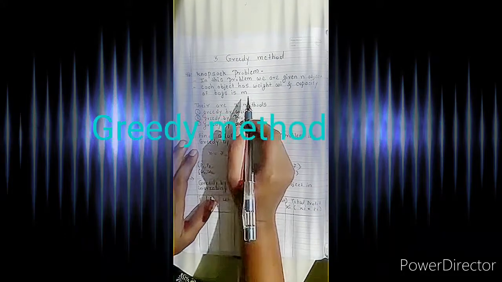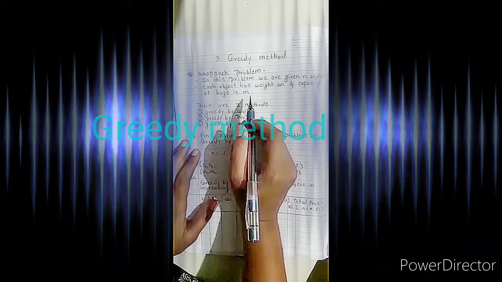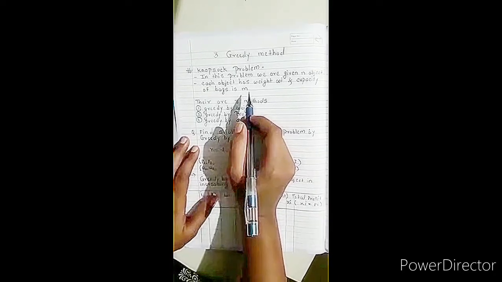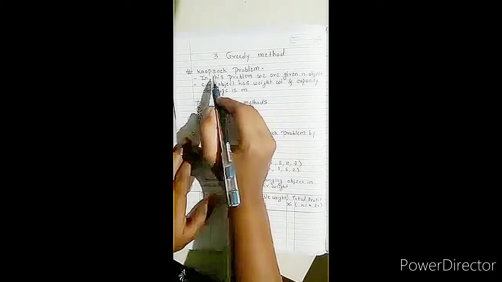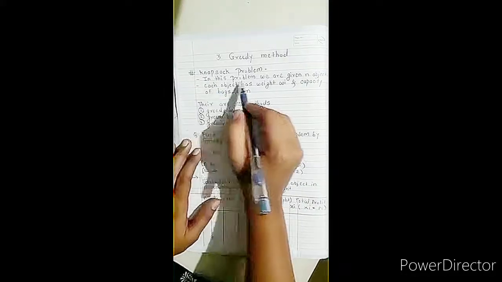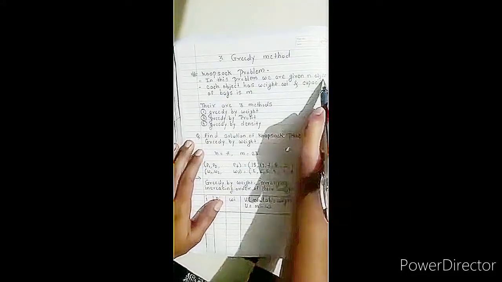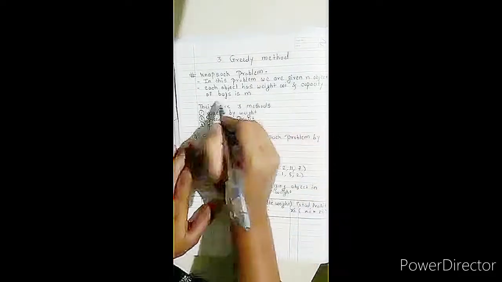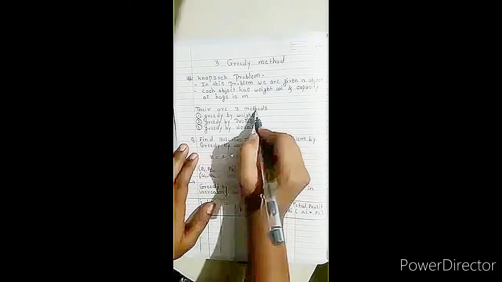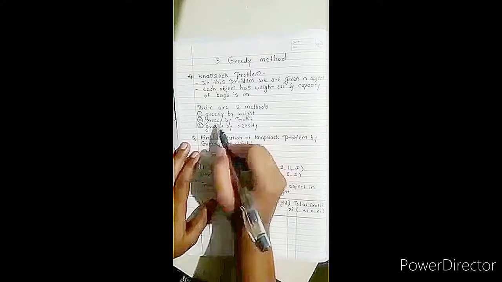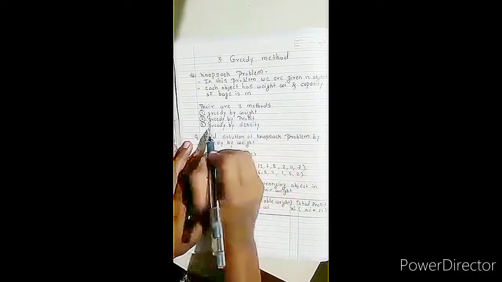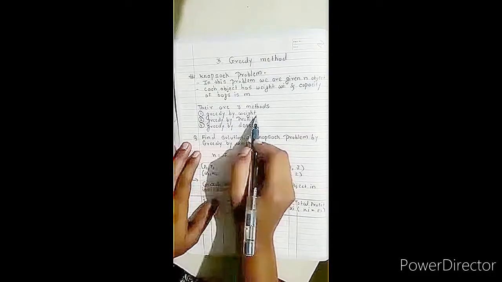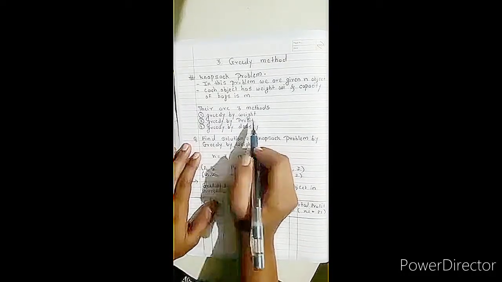Hello friend, in this video we are going to discuss the greedy method and a problem from the greedy method, that is the knapsack problem. In this problem we are given objects. Each object has weight Wi and the capacity of the bag is M. There are three methods: greedy by weight, greedy by profit, and greedy by density. The first method, greedy by weight, we are going to discuss in this session.